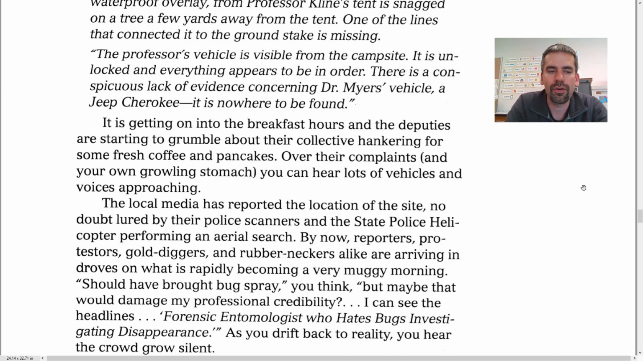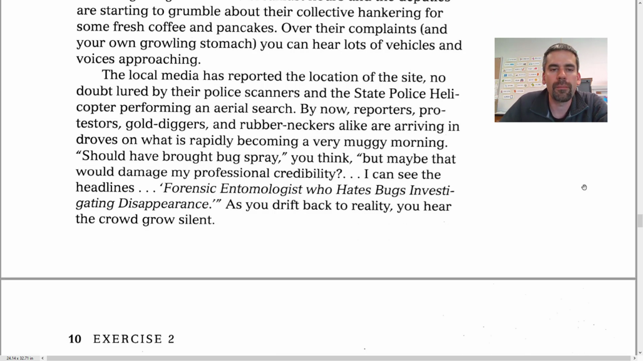Over their complaints and your own growling stomach, you can hear lots of vehicles and voices approaching. The local media has reported the location of the site, no doubt lured there by their police scanners and the state police helicopter performing an aerial search. By now, reporters, protesters, gold diggers, and rubberneckers are arriving in droves on what is rapidly becoming a very muggy morning. Should have brought my bug spray, you think, but maybe that would damage my professional credibility.